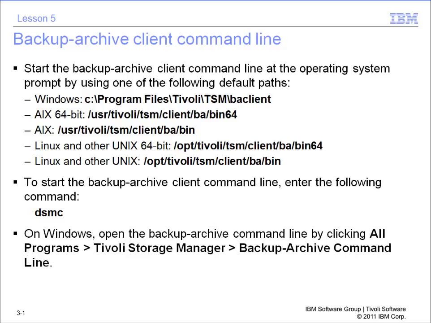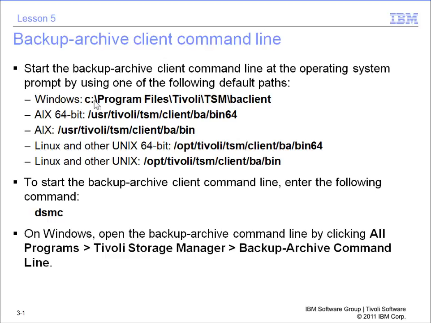Lesson 5, Command Lines. We're going to start with the Backup Archive command line. To start your command line, you'll type DSMC at the command line or prompt in the Backup Archive client directory. We're showing here the default directory paths. Now this would be different if you set it when you did your installation to a different location.